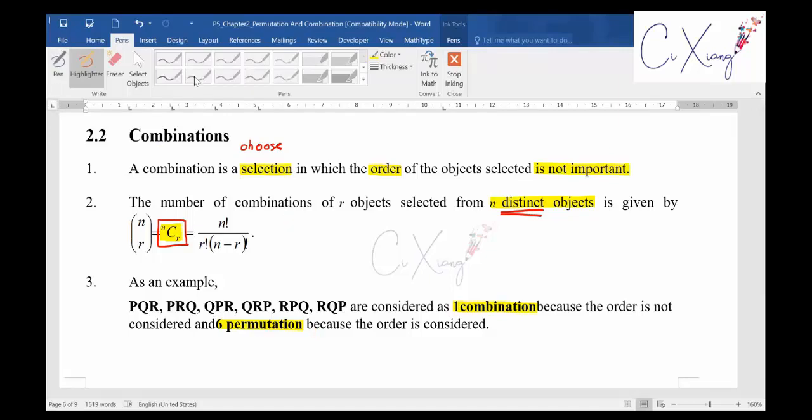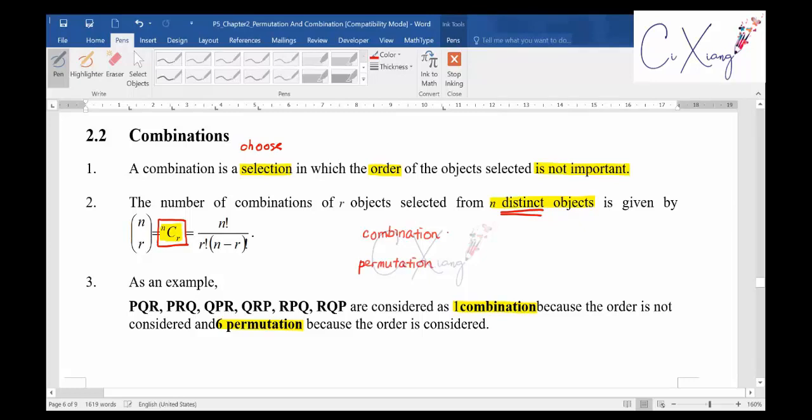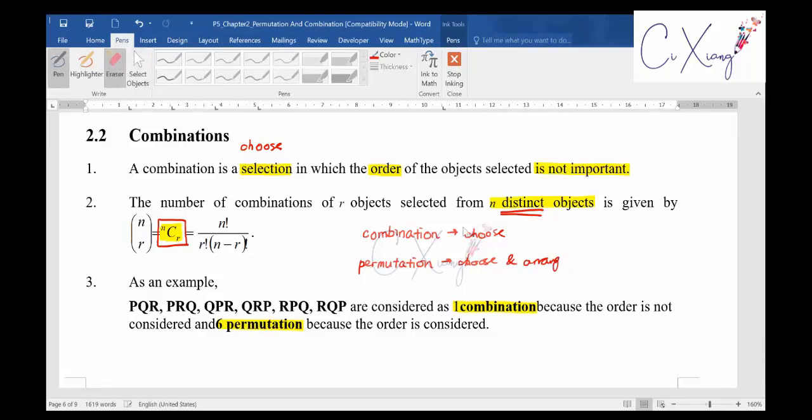Sometimes I tell students that you can imagine combination means you only choose the objects, and permutation means you choose them and then you arrange them. So this one is choose only, and for this one, after you choose, you arrange them. That is the difference between permutation and combination. Hopefully you have the idea here. The concept of combination is quite simple actually. So let's start with some examples.